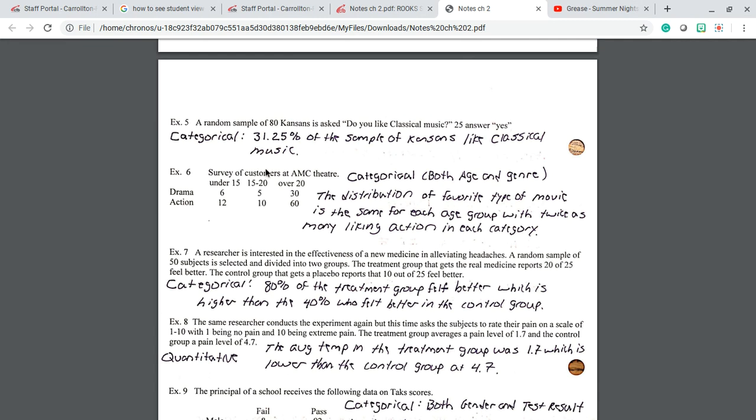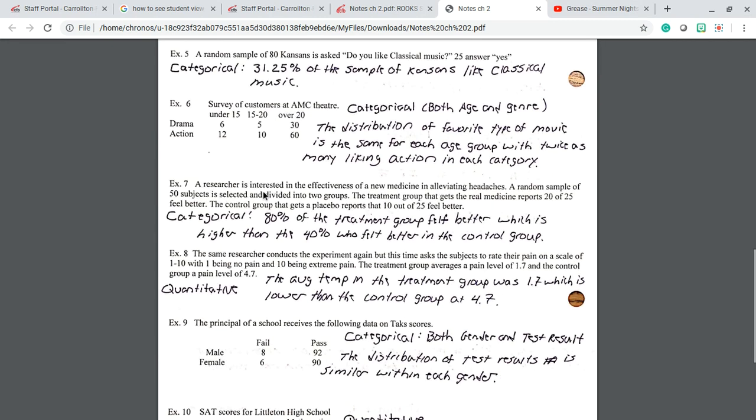So you can see I've just doubled these numbers. What that actually means is that the breakdown for the favorite type of movie is the same between each age group, because each of those is just twice the amount.